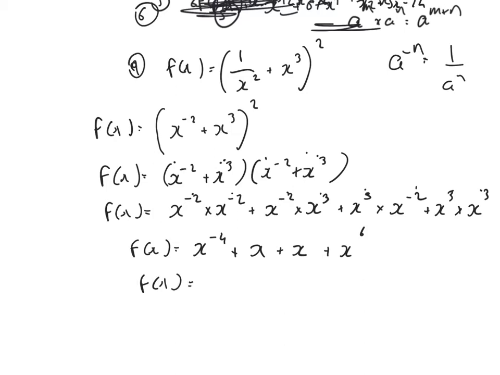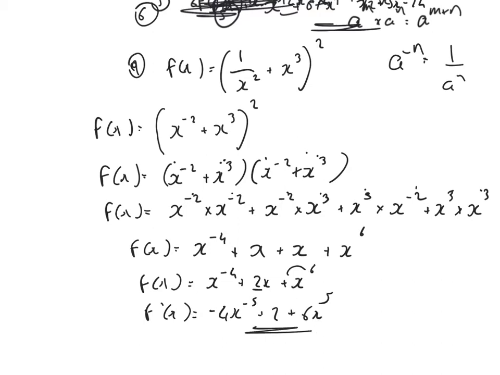Let's tidy it up. X to the minus 4 plus 2x plus x to the 6. Now I can differentiate the thing, bring the power down, multiply, take 1 away from the power. 2x just becomes 2, and that will be 6x to the 5 final answer.